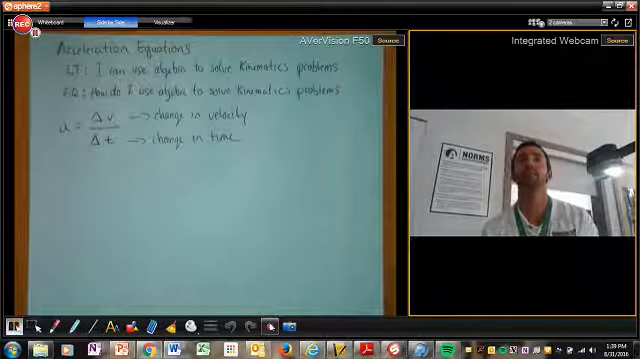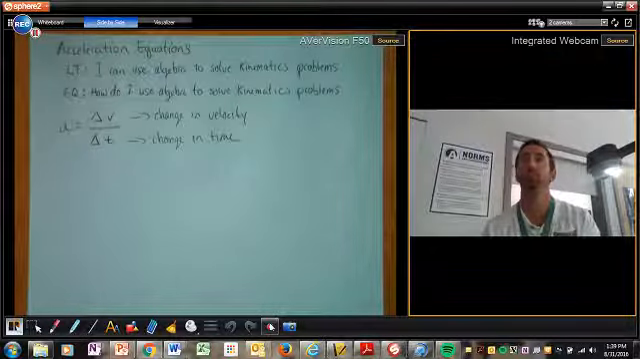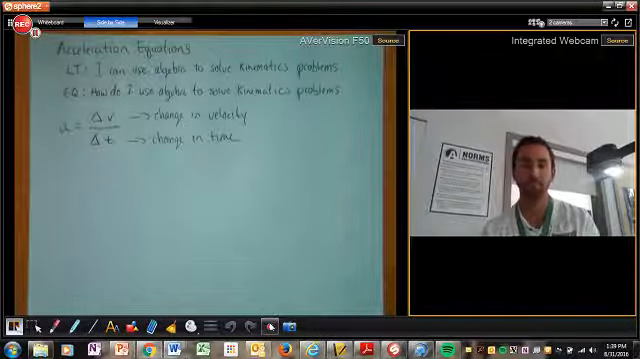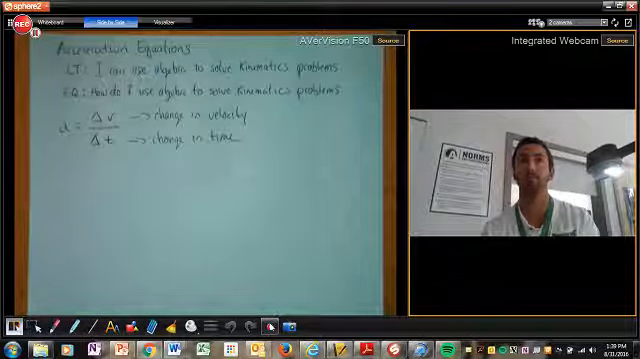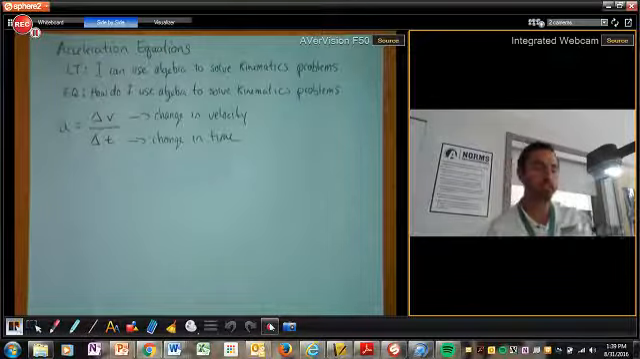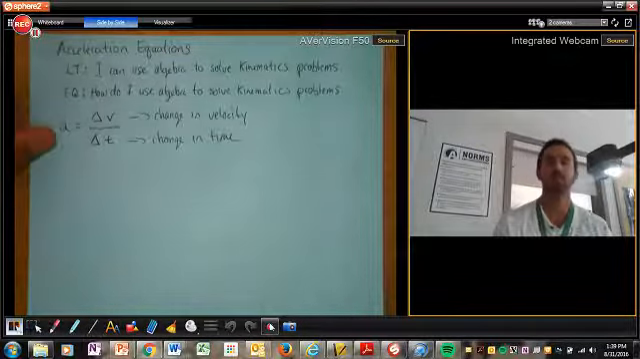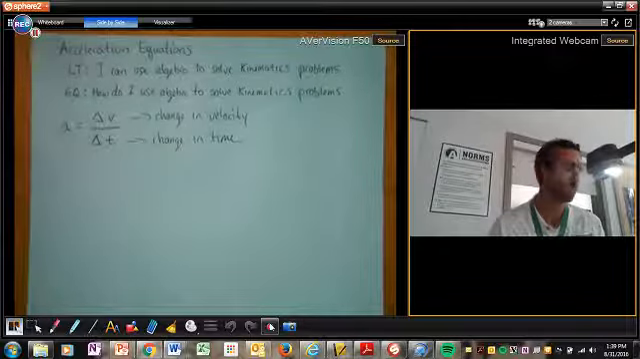Question? Do we put that in the formula? No, we'll just do this in the notes part. We'll probably put some formulas back up there at the end. So that's the most simple acceleration equation that we have.